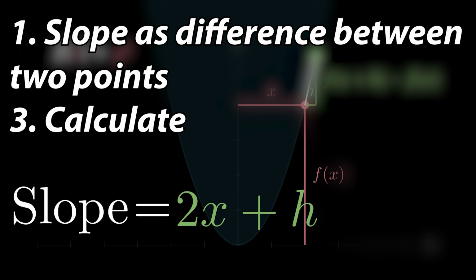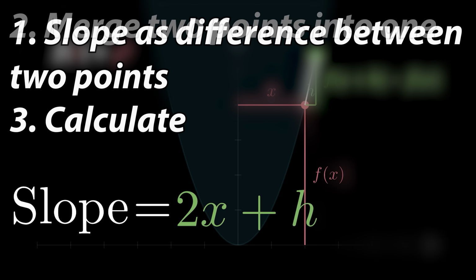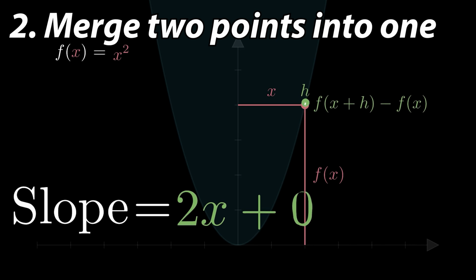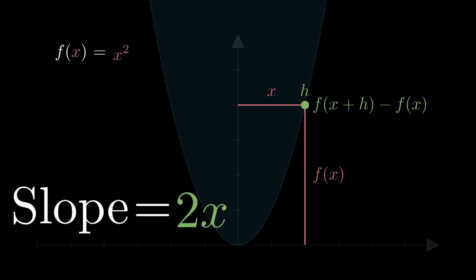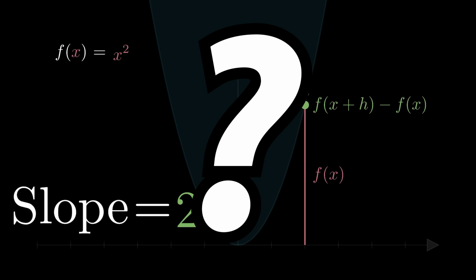Now, after all calculations are said and done, what is h equal to? Well, obviously it's equal to 0, because once again, we reduce 2 points to 1. So we replace h with 0 and we get 2x. So in this entire function, we can say with absolute certainty that at any point, slope is equal to 2x. But what does this mean exactly?